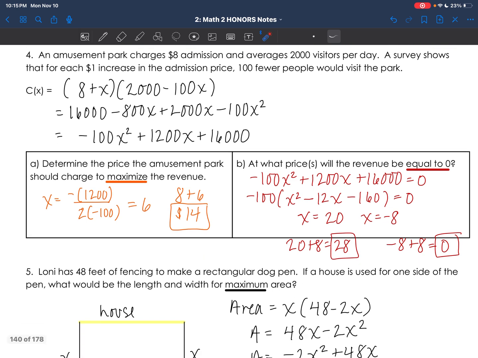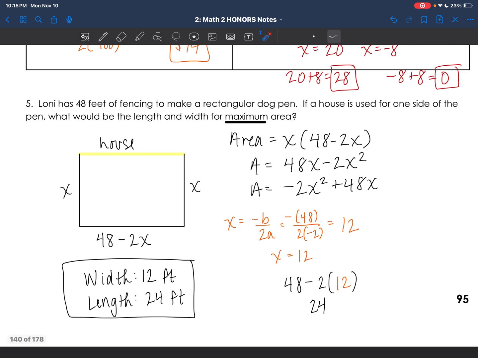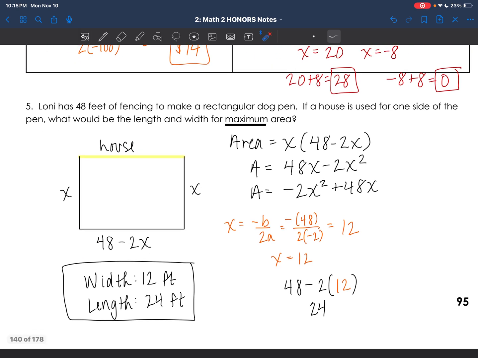All right. And now this one is kind of different because she's got fencing to make a rectangular dog pen. So that's what I drew here. However, a house is used for one side of the pen. So we don't need this side because that's part of the house. So really what we're doing is we're only looking at those sides. So we want to find the length and width for the maximum area.